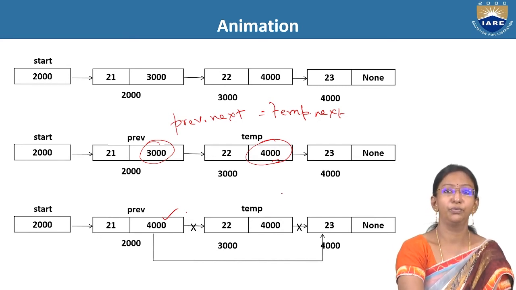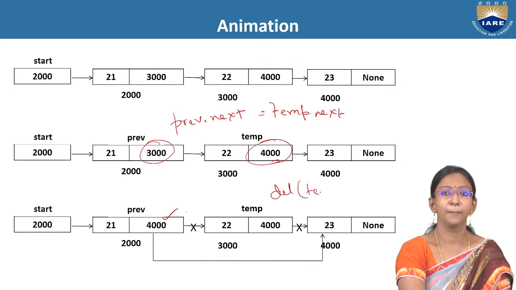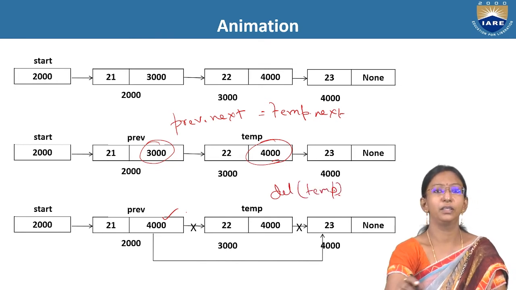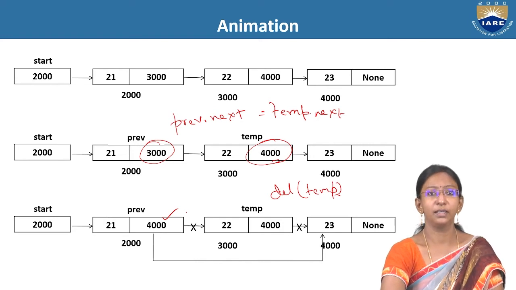Now simply free the memory allocated for temporary and you delete that. Right? This is how we delete a node at a given position in case of a singly linked list.